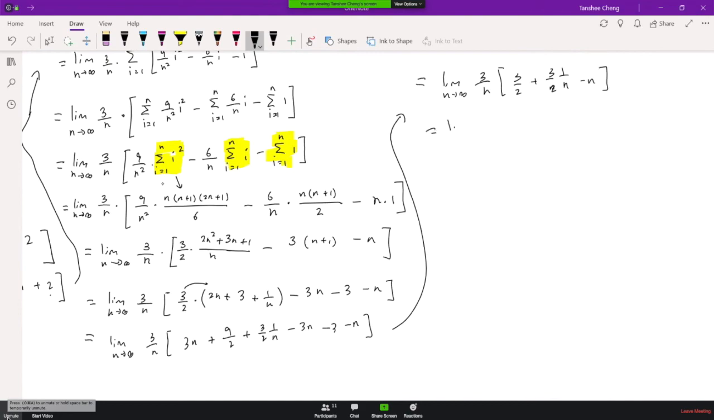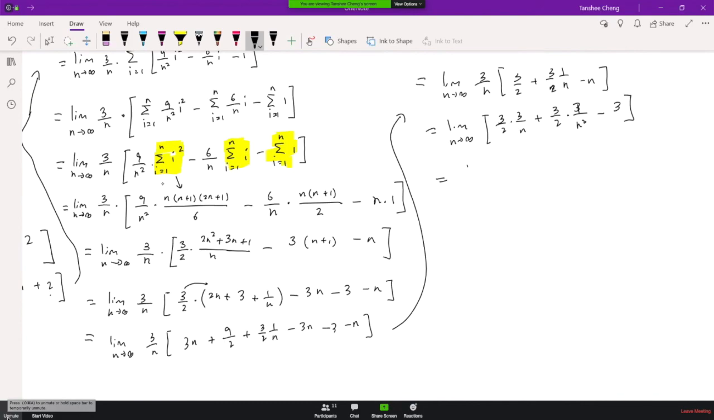And then finally, something that we want: 3 over 2 times 3 over n plus 3 over 2 times 3 over n squared. Notice that I'm distributing it. And then minus, when I distribute it, that will become 3. And then we can talk about the limit on each case.